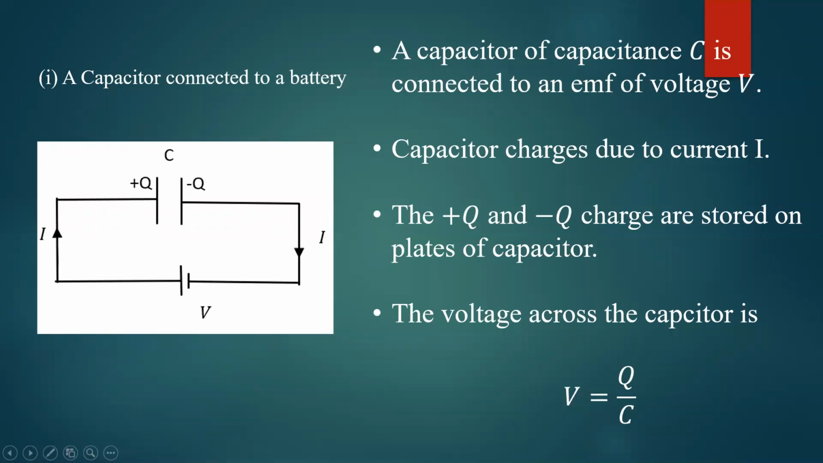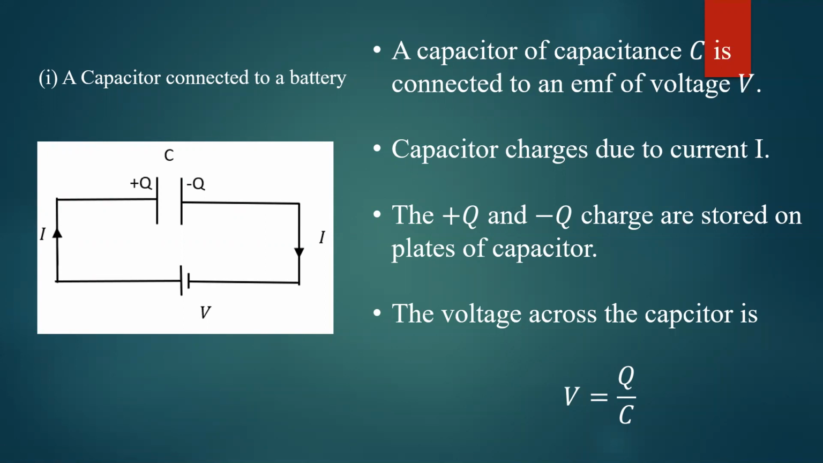You remember this expression very carefully. If you want to find out a capacitor voltage, you take just Q divided by C. Charge on the capacitor divided by capacitance of the capacitor. That will be used to find the voltage across the capacitor.